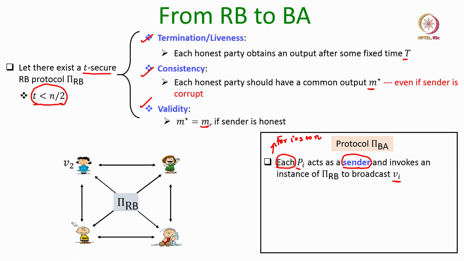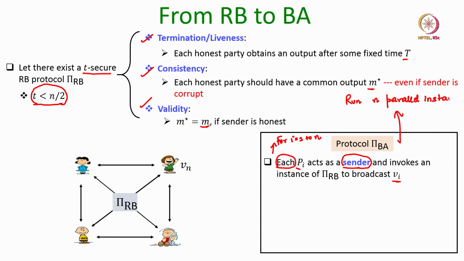In parallel, there is another instance of RB protocol which will be executed, where P2 will be serving as the designated sender with its input V2, and like that there will be in parallel the ith invocation of the RB protocol, where Pi will be the sender with its input Vi, and in parallel there will be the nth instance of the RB protocol where Pn will be serving as the designated sender. So, basically what we are doing here is running n parallel instances of pi RB, where in the ith instance Pi is the sender with its input Vi.